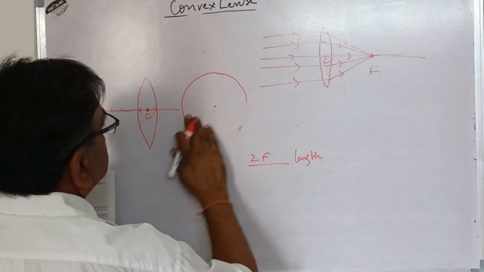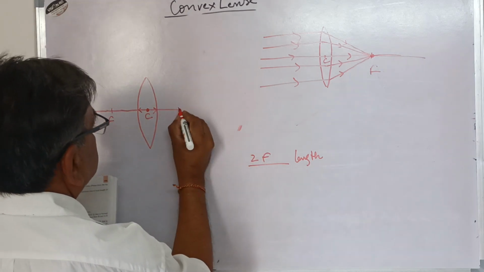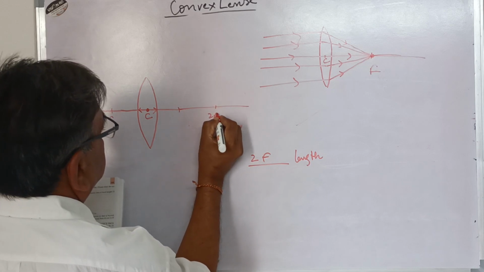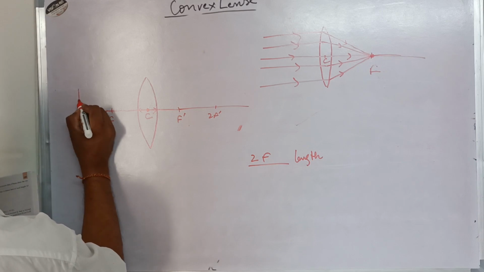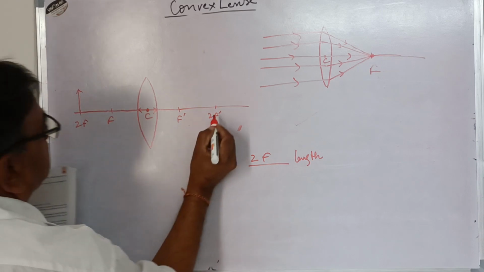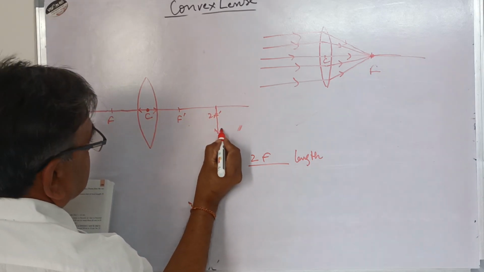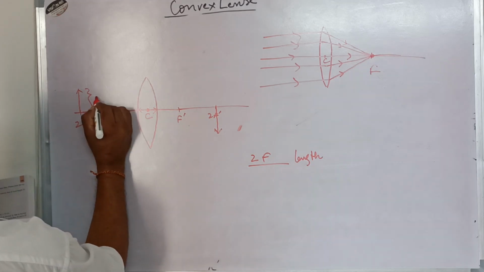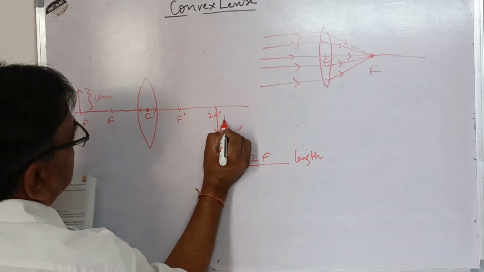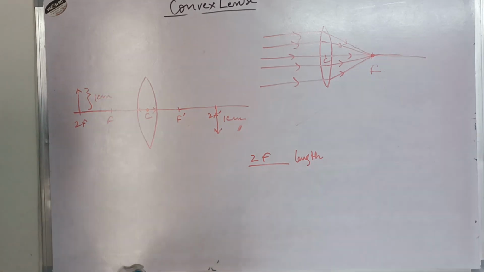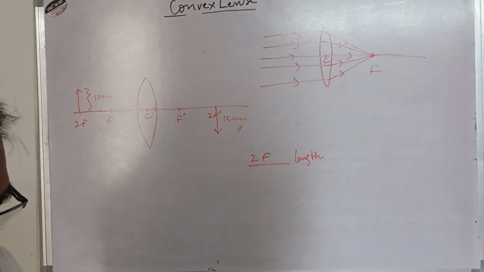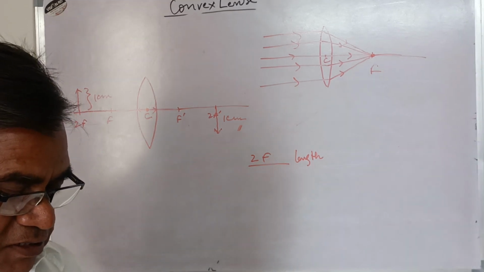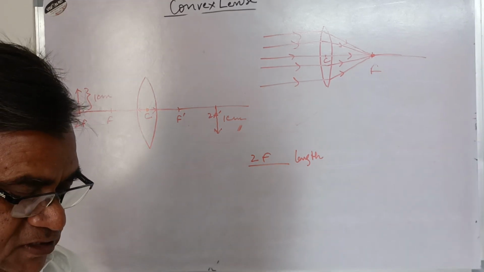So on this side, f, 2f, f dash. So if the object is at 2f here, then here the image will be just as big, 1 centimeter. This is 1 centimeter. So this will also be 1 centimeter. This is the case. These are fundamental cases. So okay, the image will be 1 centimeter, same size.